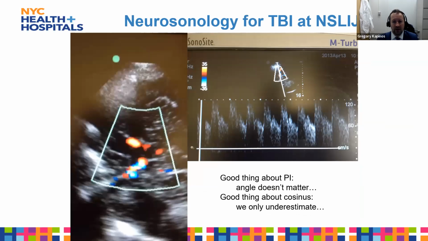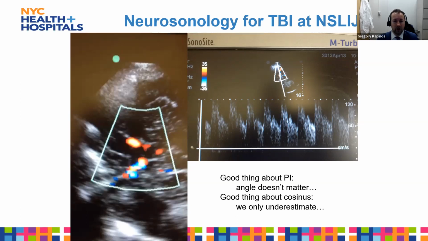So the good thing about the PI is that the angle doesn't matter. And the good thing also about the cosine is that you're only underestimating. So if you're picking up a velocity above 20 for the end diastolic velocity, you know that this patient is definitely having at least an end diastolic velocity above 20, if not higher.